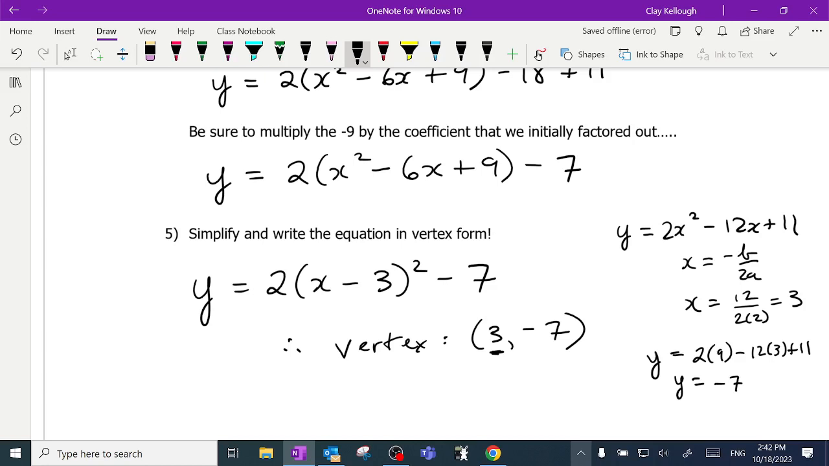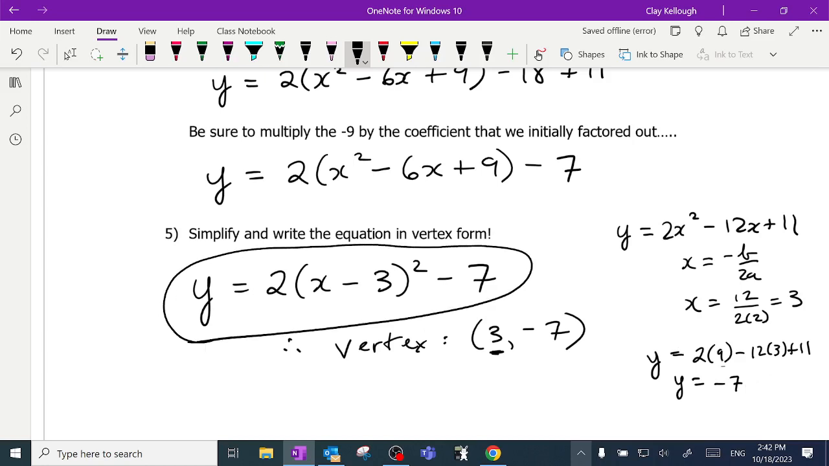This little method has 2 advantages. First of all, if the numbers get big and ugly, I don't have to do this arithmetic. And secondly, it gives me an actual equation instead of just a point. It gives me the a value and everything. So it's a handy way to turn one type of equation into the other, to turn standard form into vertex form. All right, let's try some more.